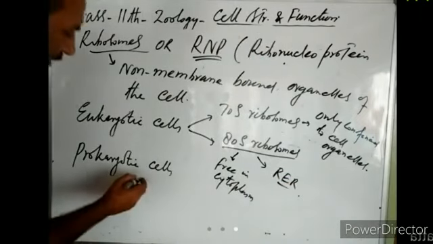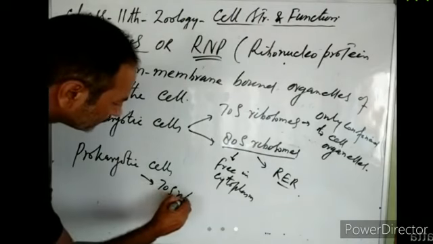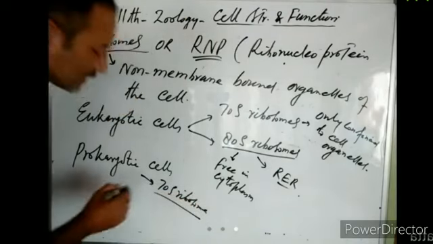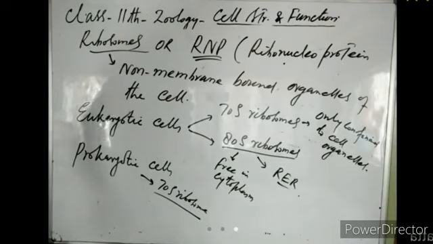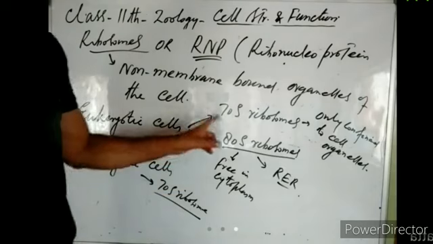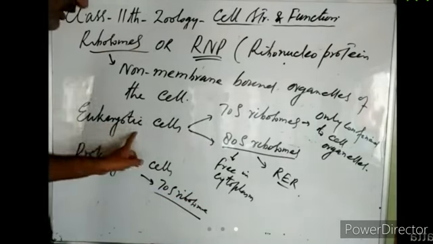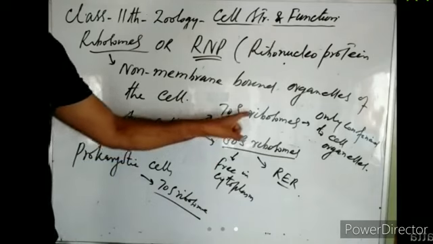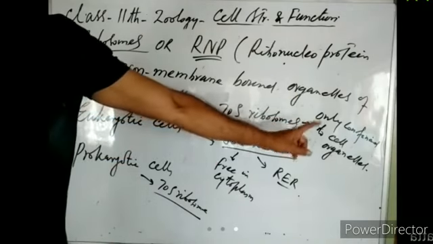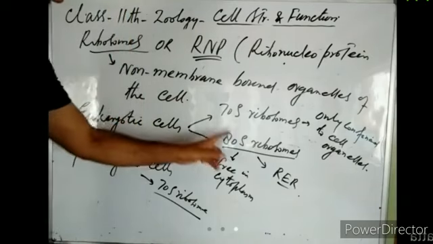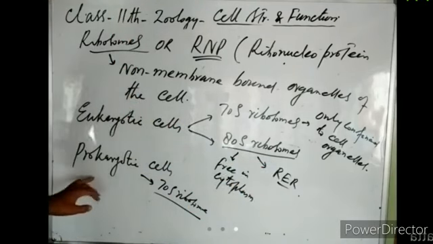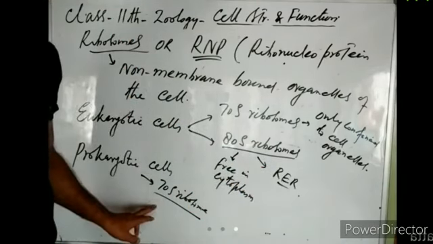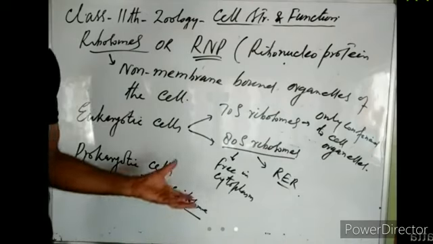However, in prokaryotic cells, there is only the 70S ribosome. As we discussed earlier in the prokaryotic cell, they have only 70S ribosomes, which may be free in the cytoplasm, or they may be attached to some membrane, right? So these are the types of ribosomes. In eukaryotic cells, there are 70S and 80S, while in prokaryotic cells the ribosomes are only 70S type.